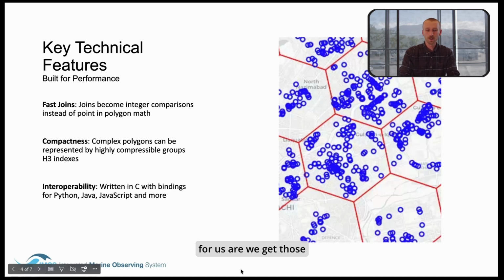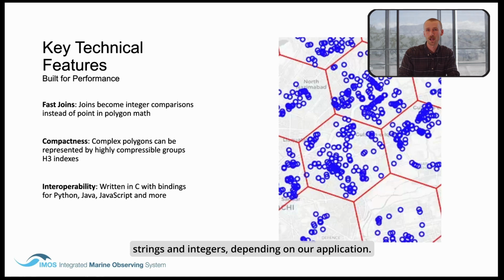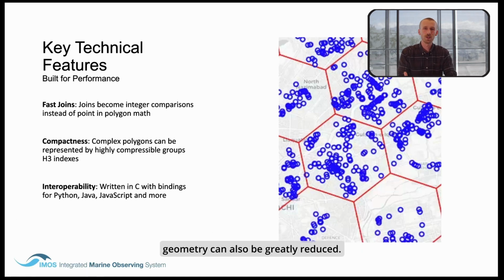So the key technical features for us are we get those incredibly fast joins between spatial information, and this is fantastic, especially when we're working with complex shapes, because they boil down to just simple strings and integers depending on our application. The compactness and representation of complex geometry can also be greatly reduced. Because these indexes have locality sensitive encodings, they tend to become compressed on disk in an extremely efficient way, and this reduces the time it takes to download files, for example, and just generally makes datasets more manageable to transmit and load into different systems.